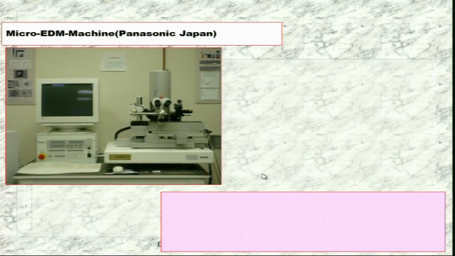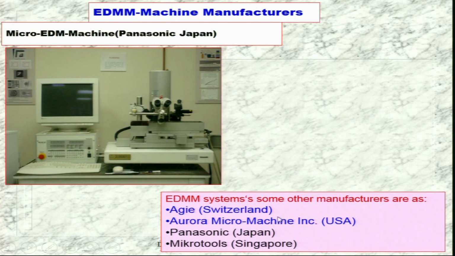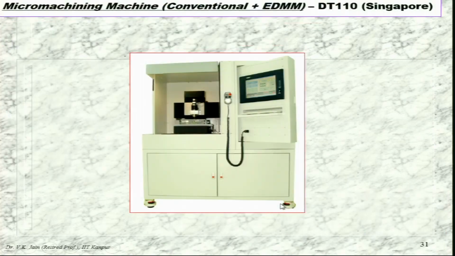Micro EDM machine, Panasonic, Japan. I will just show you the machines of different manufacturers for micro EDM purposes. You can see over here, this is the Panasonic of Japan. Some other EDMM system manufacturers are AG Switzerland, Aurora Micro Machine Incorporation USA, Panasonic Japan, and Micro Tools Singapore. This is a micro machining machine, conventional plus EDMM, where both operations can be done. Conventional micro machining as well as electric discharge micro machining can be done, and this is the DT 110.